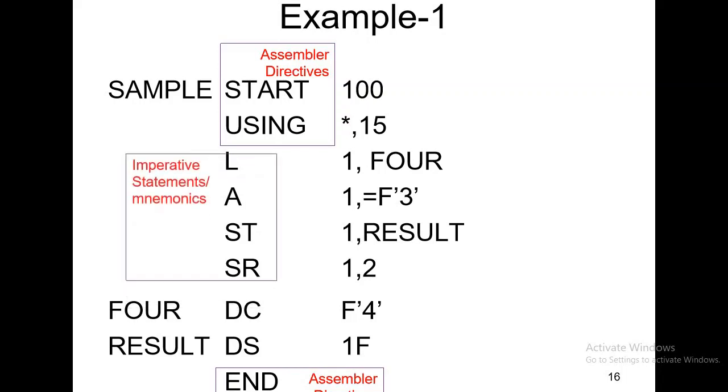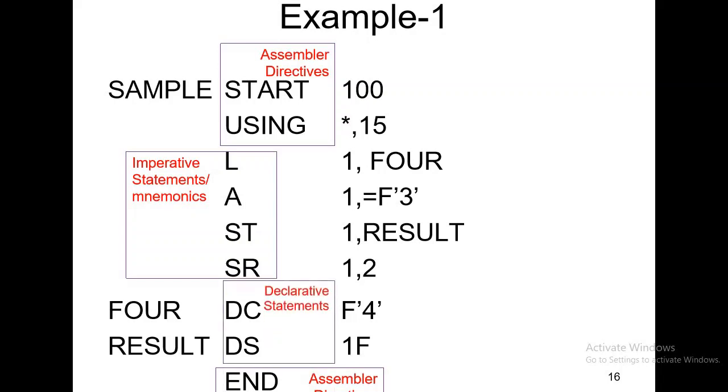After that, second part is what? Imperative statement. This is also known as mnemonics, which are very useful for the processing purpose, such as load, add, store. These are nothing but the instructions on which the processor has to process. So this is known as imperative statement or mnemonic. And last one is declarative statement. Always remember DC and DS, which are useful for declaring the data and for storing the data. These two are nothing but declarative statements. So from the given example, DC and DS are declarative statements.